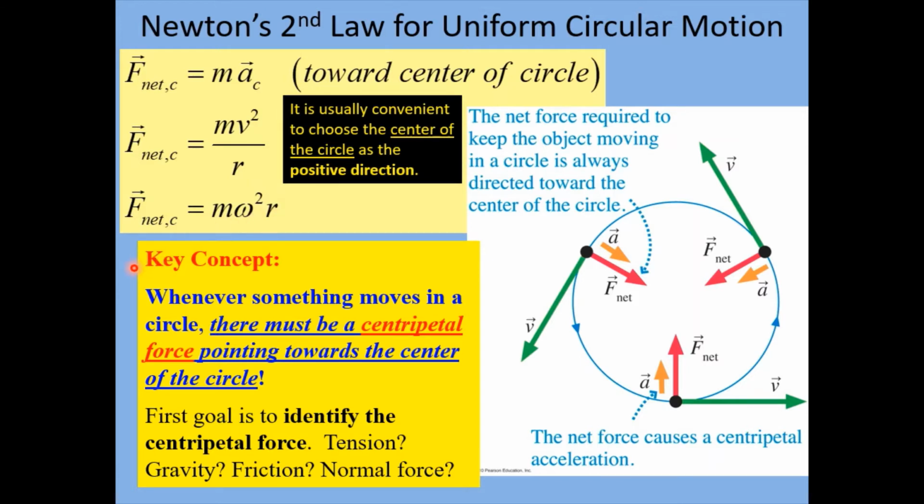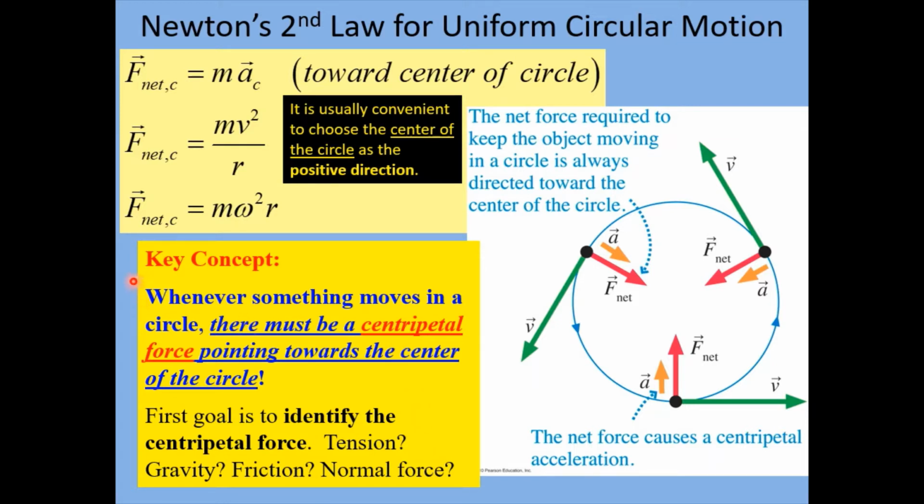So again, one of the key concepts here for doing all these problems that we're going to encounter in this lecture is that whenever something is moving in a circle, there must be a centripetal force pointing towards the center of the circle. So one of our first goals will always be to identify the centripetal force. What is causing the centripetal force? Is it tension from a rope? Is it gravity? Is it friction? Is it a normal force? Or is it something completely different?